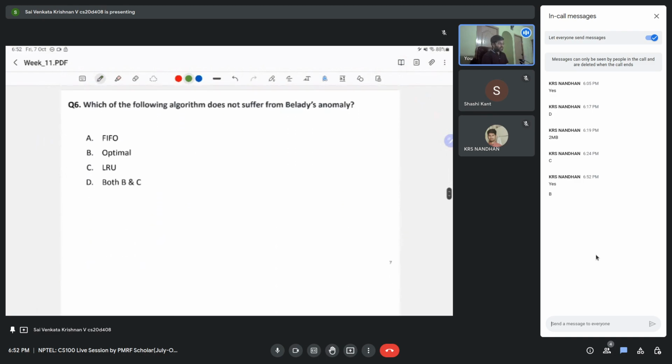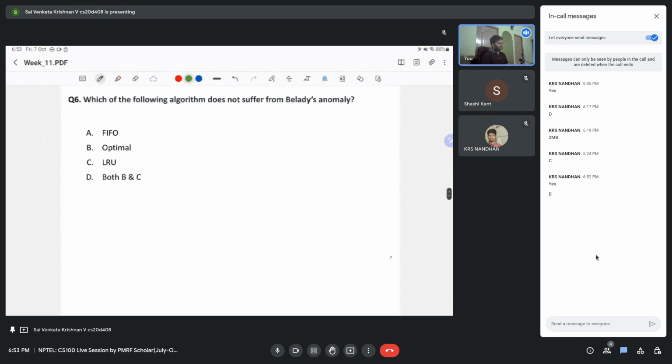So question 6, which of the following algorithms does not suffer from Belady's anomaly? FIFO, optimal, LRU, or option D, both optimal and LRU? Right. Option D is the correct answer, as I had explained before. FIFO suffers from Belady's anomaly, whereas optimal and LRU don't suffer from this anomaly. So if no doubts in this question, then let's move to question 7.